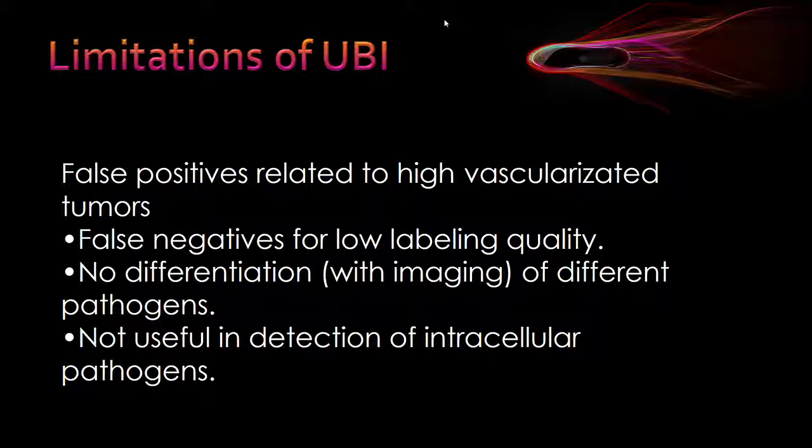Very positive activity of the bone in the cervical spine, and also the osteomyelitis seen with this UBI in the leg. The limitations of the ubiquicidin: false positives related to highly vascularized tumors, false negatives for low labeling quality, because this is not a kit, and you have to do it in the radiopharmacy. No differentiation of different pathogens with imaging, and not useful in detecting intracellular pathogens.